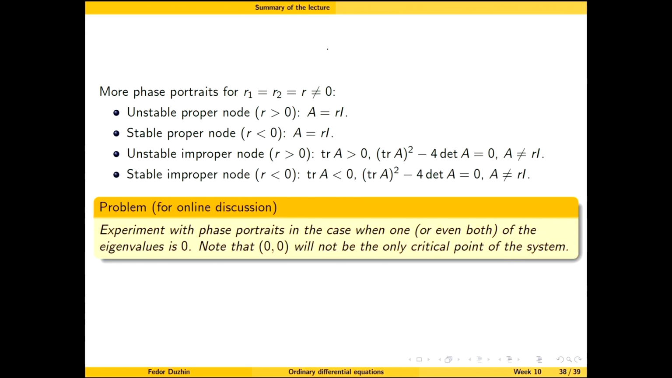So what we did not cover at all is the case when the determinant of the matrix is 0. Which means that one or even both eigenvalues are zeros. So I suggest that you try to figure it out by yourselves.